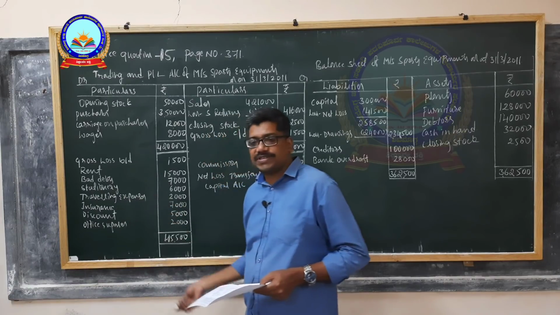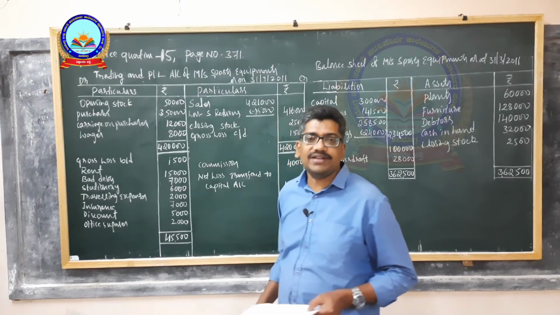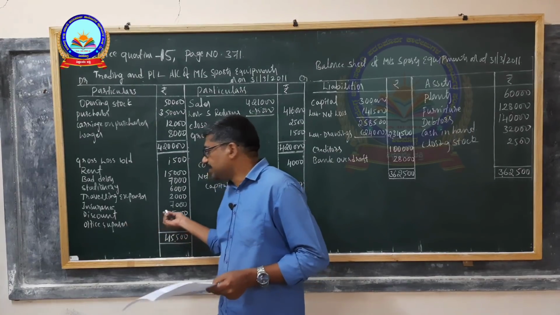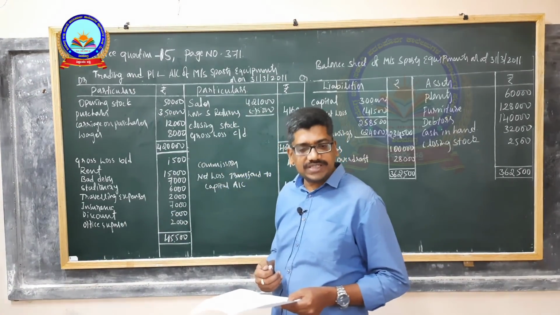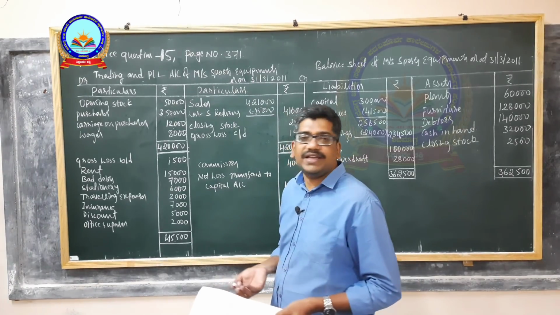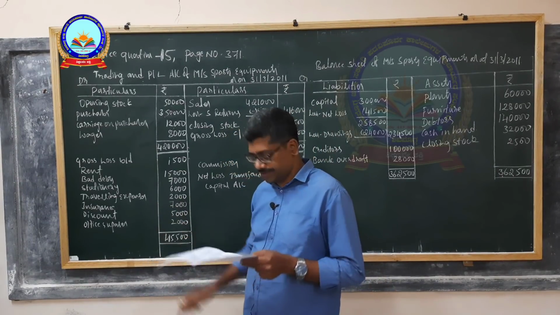So traveling expenses rupees 2,000. It is indirect expenses. You have to record it in debit side of profit and loss account. Insurance. Insurance is nothing but the insurance premium paid by the business organization, either for a fire or for any assets. So insurance rupees 7,000.